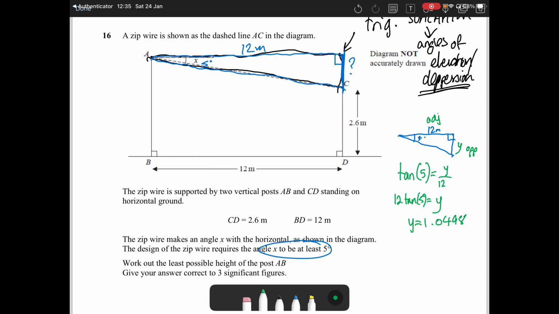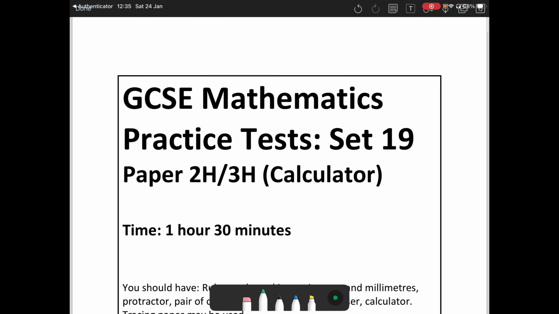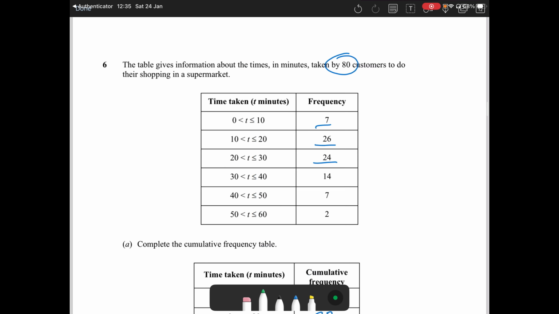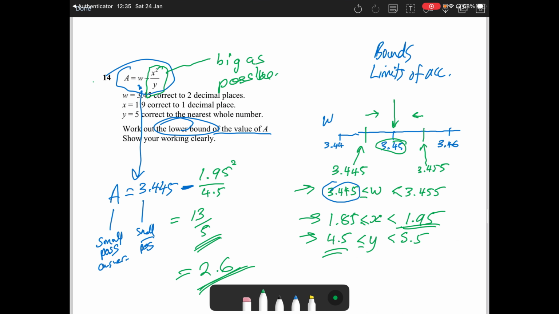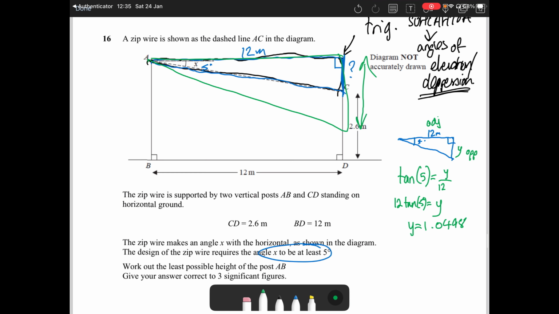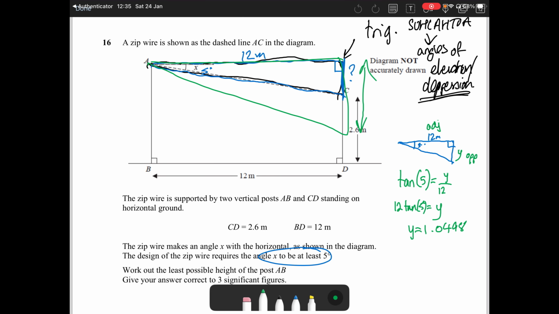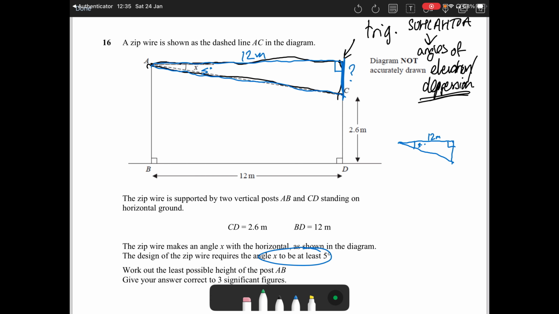Okay, think about this. If angle x was any bigger, say it's 5 at the moment and I made it bigger, like that green triangle, that length here would obviously increase in size, wouldn't it? So as a minimum, it has to be that value. Yeah? So I'm going to try once more. Yes, this length here is 1.0498.